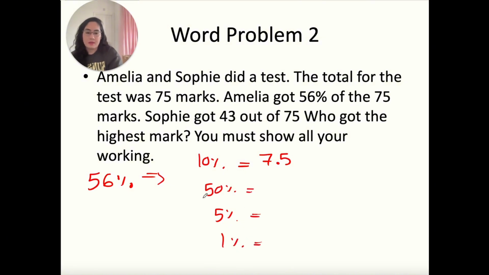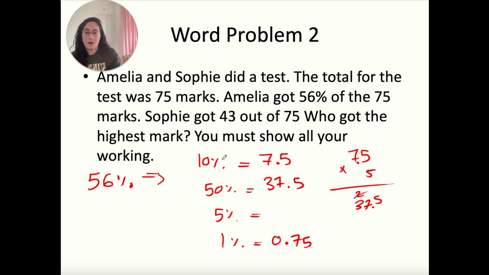So 50% would be 7.5 times 5. If we do 75 times 5, we get 5 times 5 is 25, carry the 2, 5 times 7 is 35, plus the 2 is 37. We have one decimal place, so we go one number in, and it's 37.5. So 37.5 is our 50%. Then to find the 1%, we just take 75 and divide it by 100, so it's 0.75.